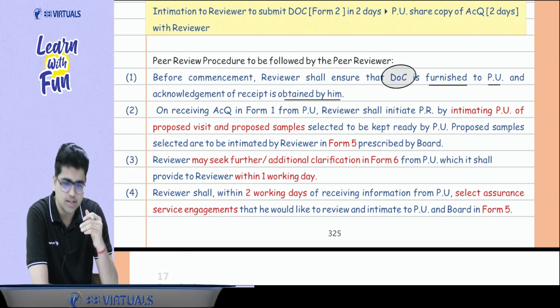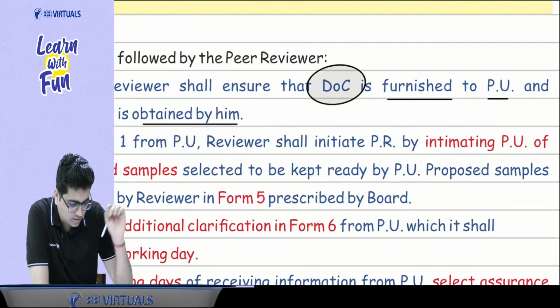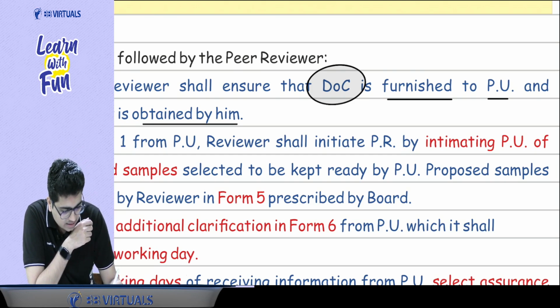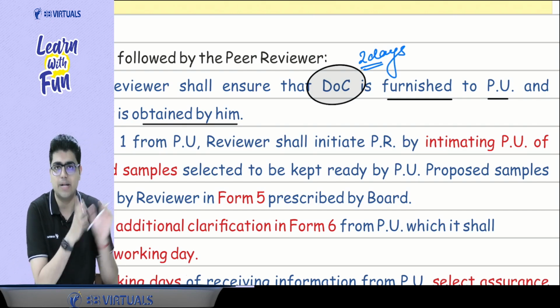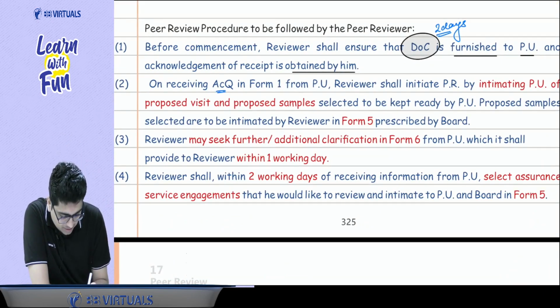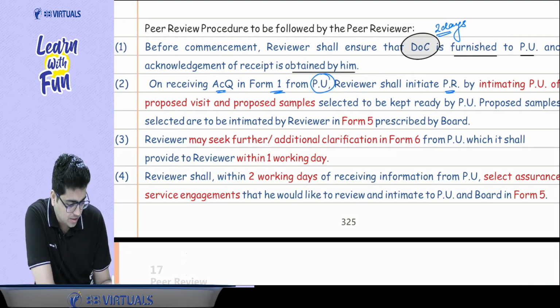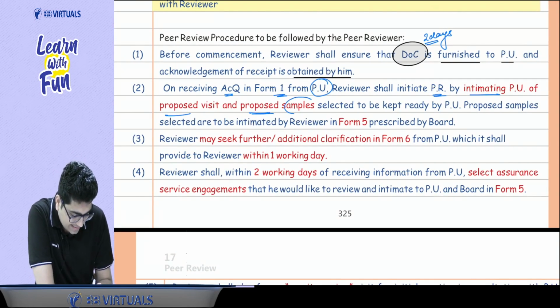Now the question from me to you, to see if you are attentively watching the class or not. This DOC is to be given by the peer reviewer to the practicing unit within how many days? Sir, 2 days. Peer reviewer gets 2 days to furnish this declaration of confidentiality to the practicing unit. Alright. Then, after it receives the application cum questionnaire in form number 1 from the practicing unit, the reviewer shall initiate the peer review by intimating the practicing unit about the proposed visit and the proposed samples selected to be kept ready by the practicing unit.